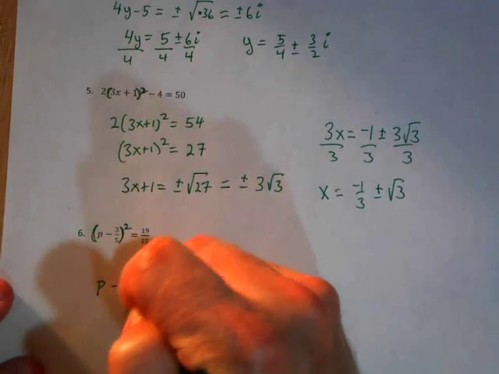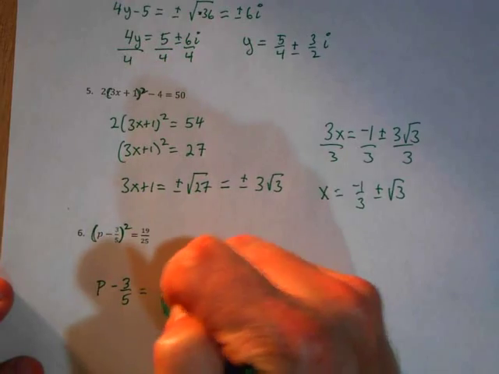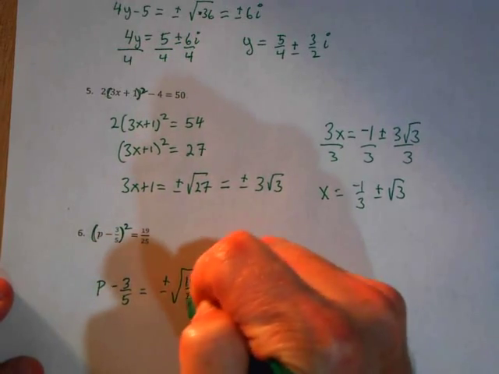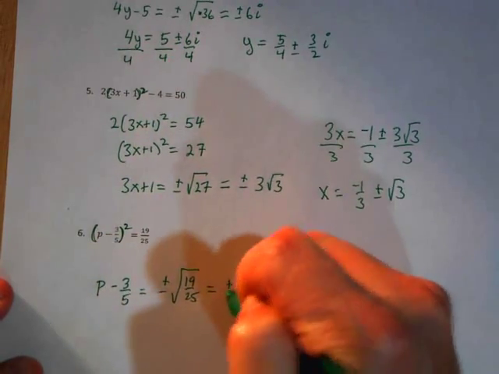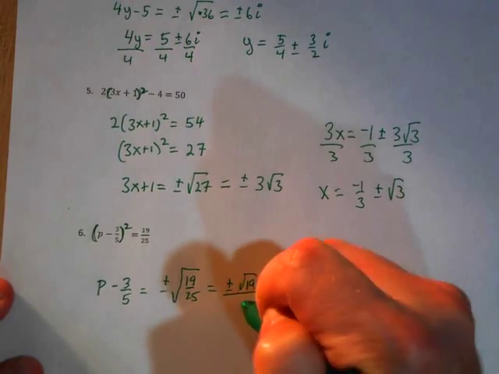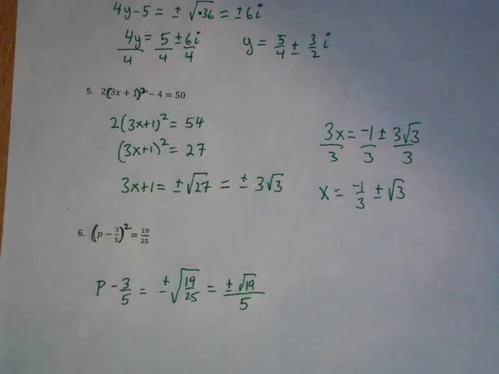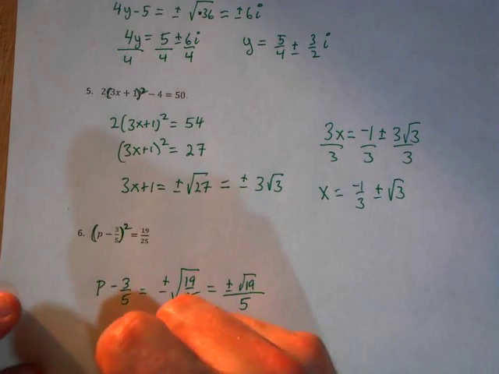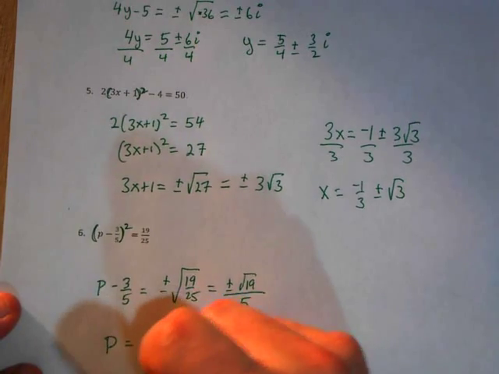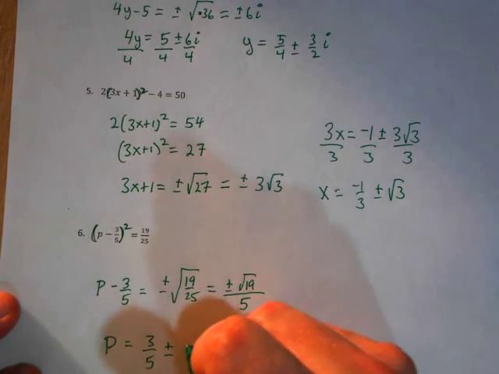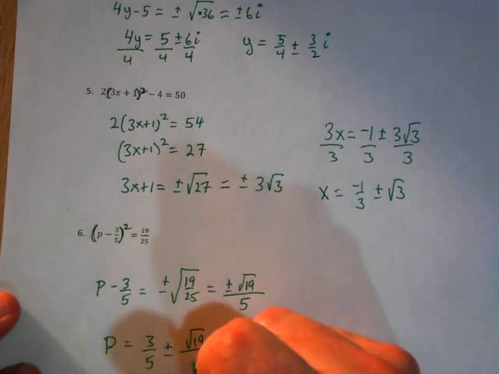P minus 3/5 equals plus or minus the square root of 19 over 25. That's plus or minus the square root of 19 over 5, because the square root of 25 down on bottom happens to be a nice number. And then you would add 3/5 to both sides. So P is 3/5 plus or minus the square root of 19 over 5.